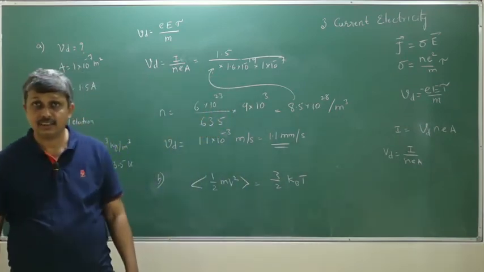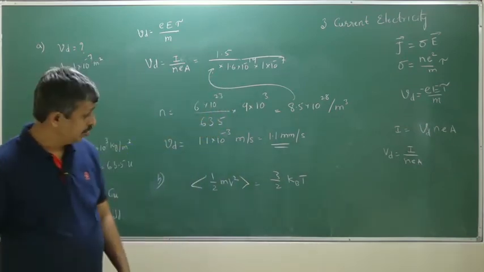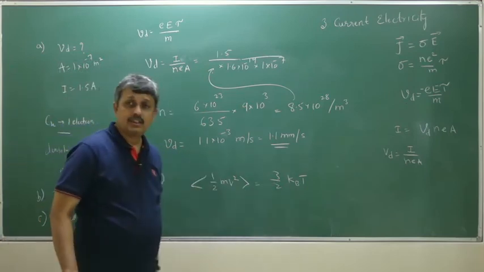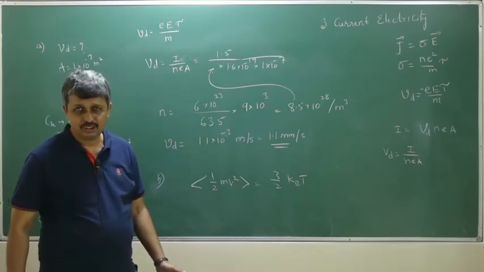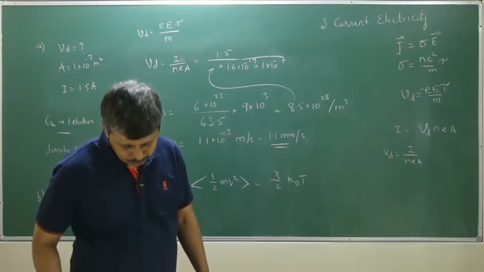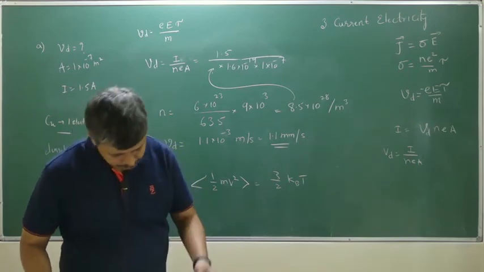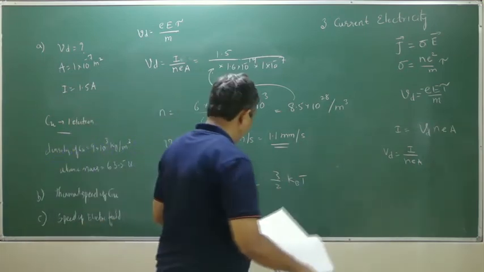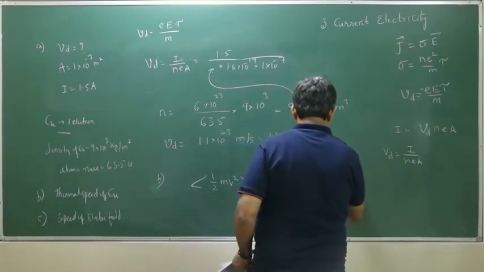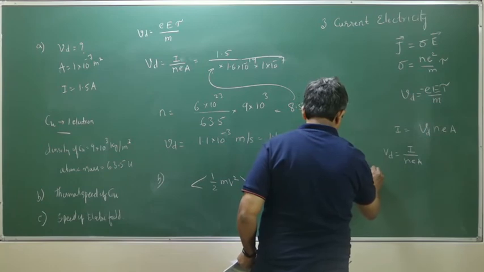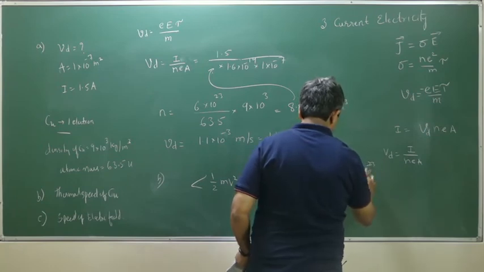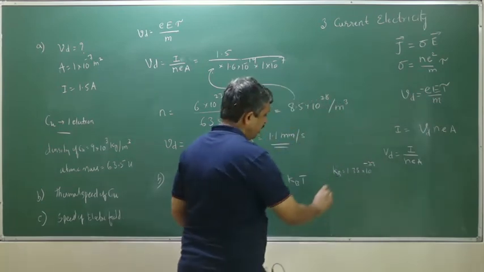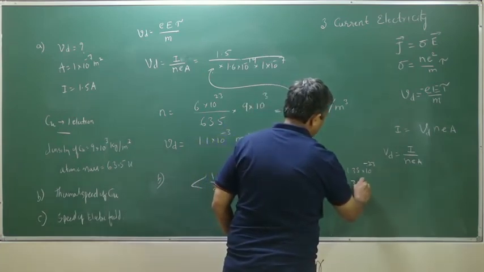I studied in the last year. Okay, so the kb is nothing but the Boltzmann constant. The value of the Boltzmann constant is 1.38 into 10 power minus 23. Okay, kb is 1.38 into 10 power minus 23. And T, let us say, is the room temperature, 300 K.